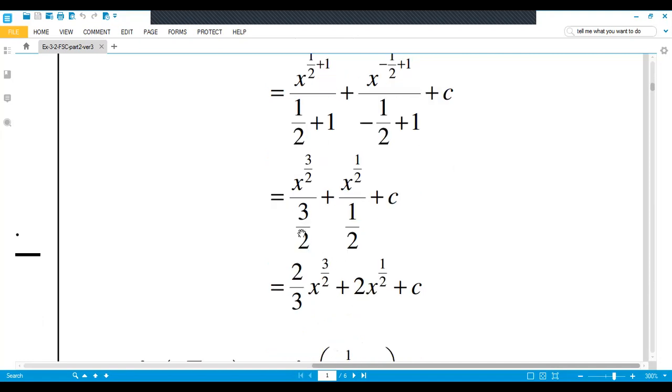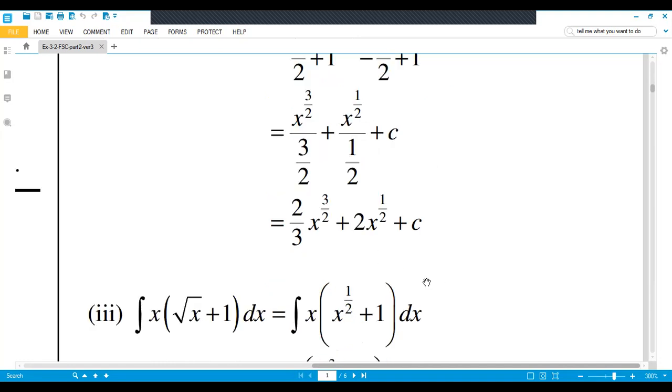You know that if something is in the denominator, it will come in the numerator. So 2 over 3 x power 3 over 2. And here 2 will come as the coefficient of x power 1 over 2 plus c. So this is the required answer.